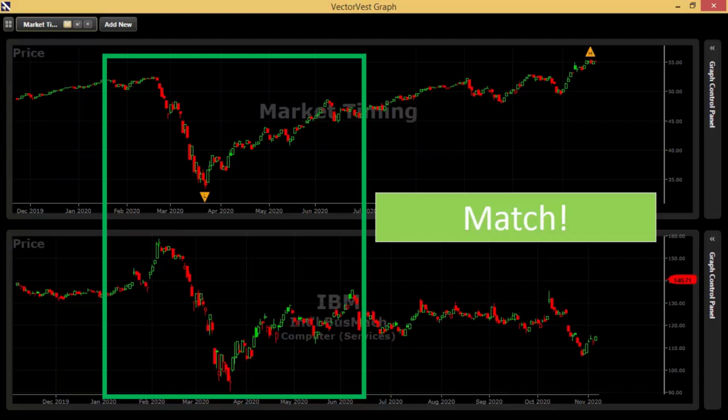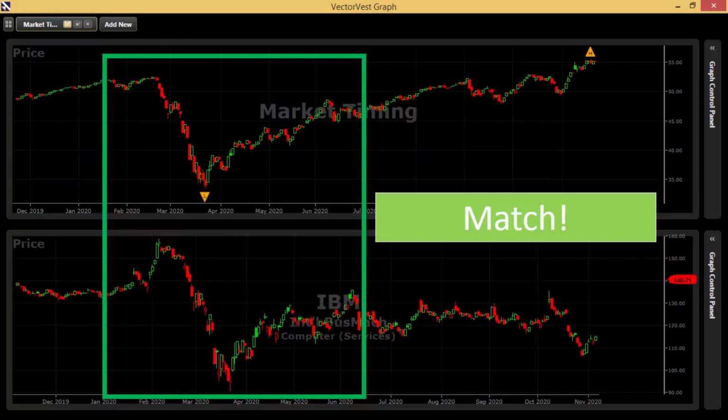Here's what it means to match. At the top, you see the overall market, and at the bottom, you see a stock. Notice how the stock follows, for the most part, the trends of the market. In this case, last year during the coronavirus sell-off, IBM matched the market timing perfectly. In that situation, we trade the market down, we trade IBM down. It's matching the overall market, and that stacks probability in your favor.